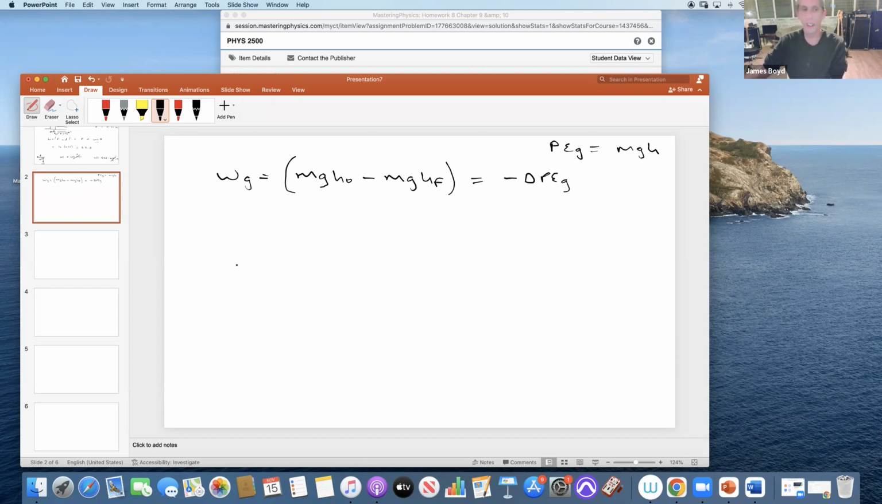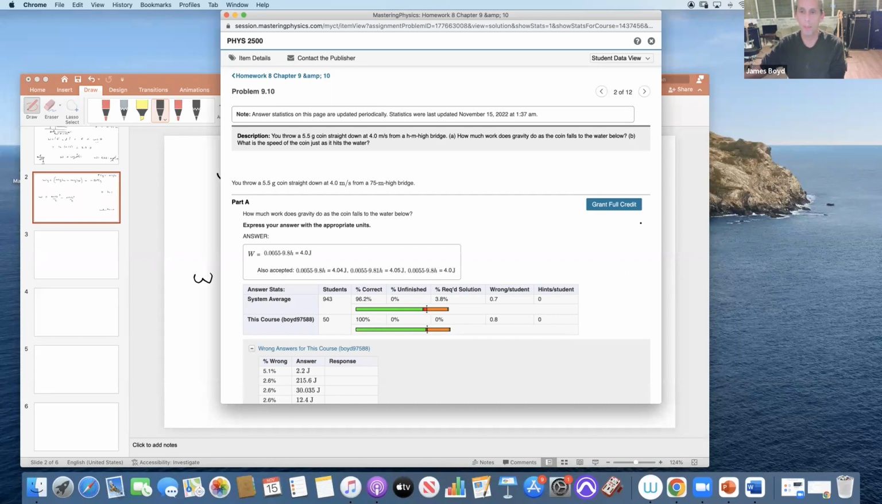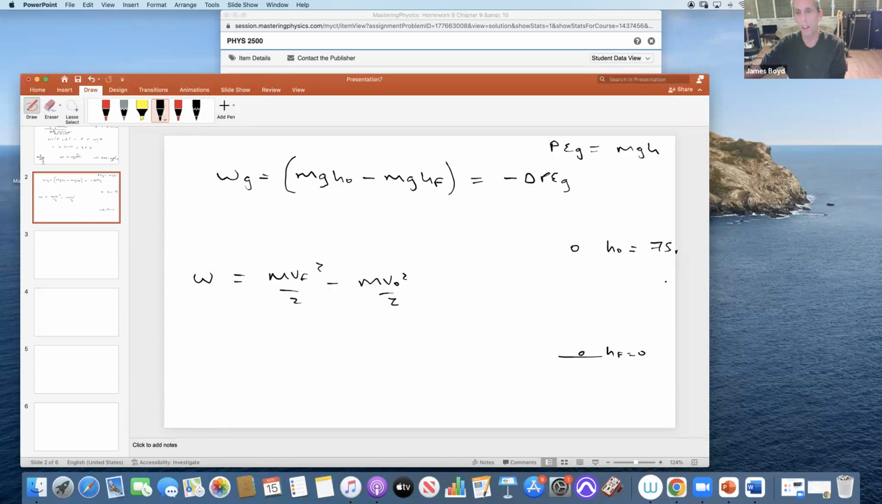That work is going to result in the coin speeding up, one half m v final squared minus one half m v initial squared. So it's going to increase the speed. It has to be positive work. We're going to assume that at the ground, h final will be 0 and h initial will be the initial height, so 75 meters.